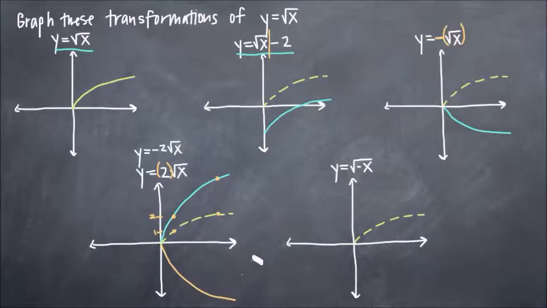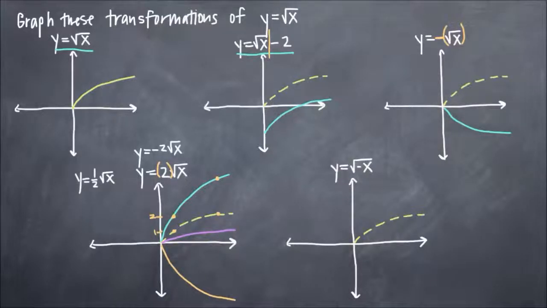Keep in mind that the same thing goes for shrinking the graph. If we had the function y equals 1/2 square root of x, we're dividing our original function by 2 instead of multiplying it by 2, and that would have looked something like this. So I hope that gives you an idea of the transformations you'll see when you have a constant coefficient multiplied by your original function.